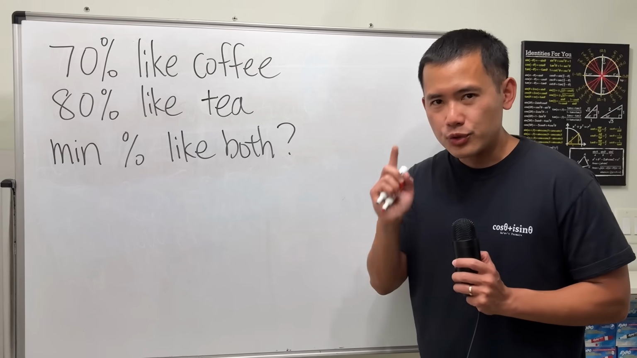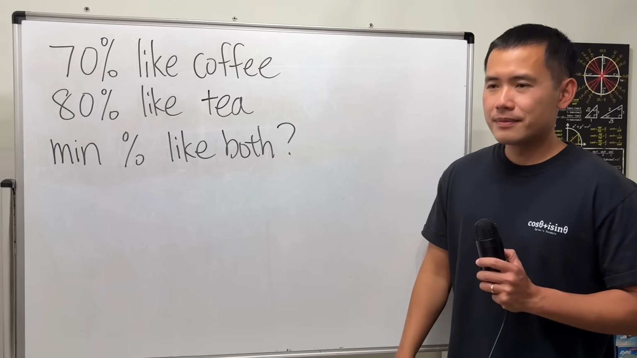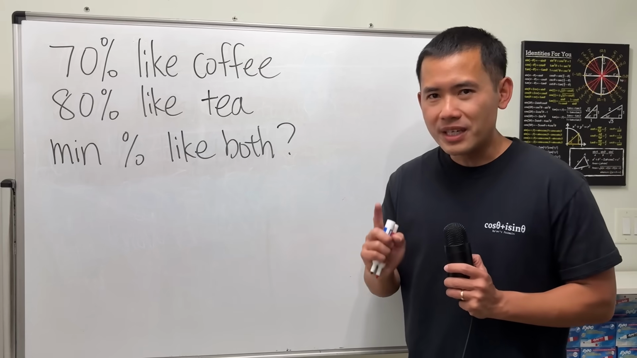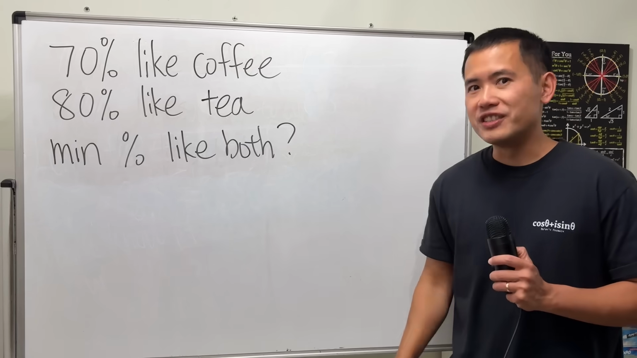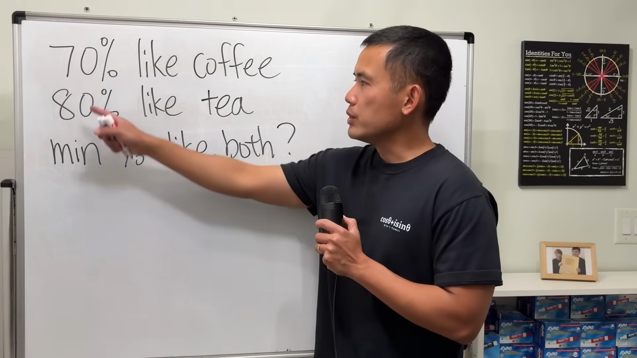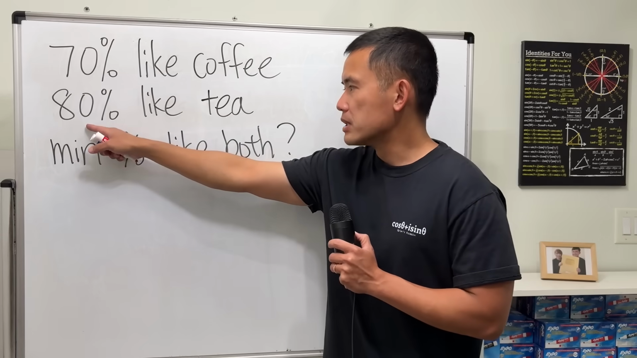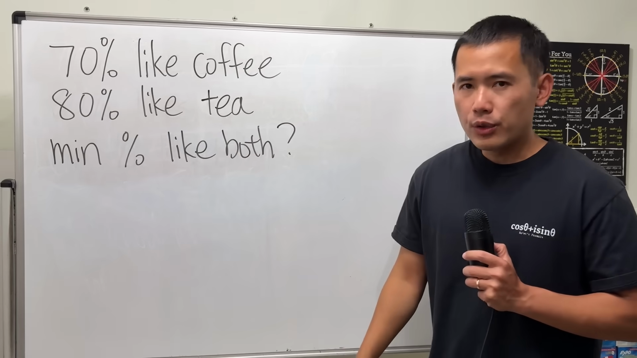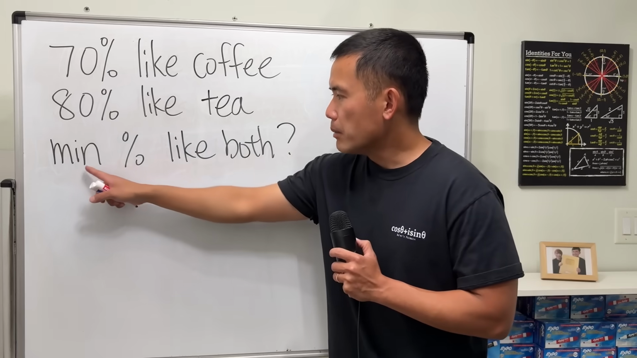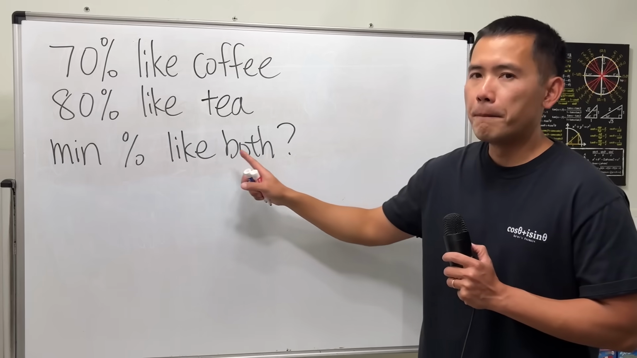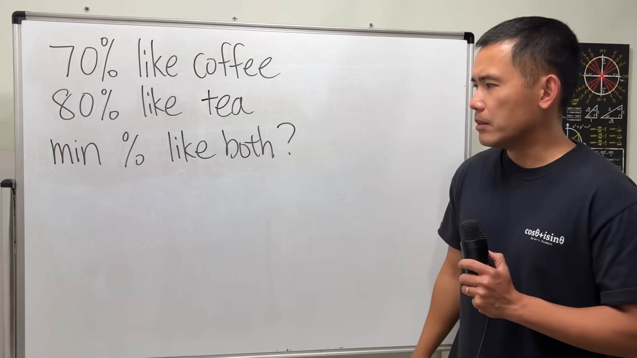Okay, we are going to be super careful with this percentage question. Check this out. Suppose we know 70% of people like coffee and 80% of them like tea. We are going to find out what the minimum percentage would like both. So here's a super common mistake.